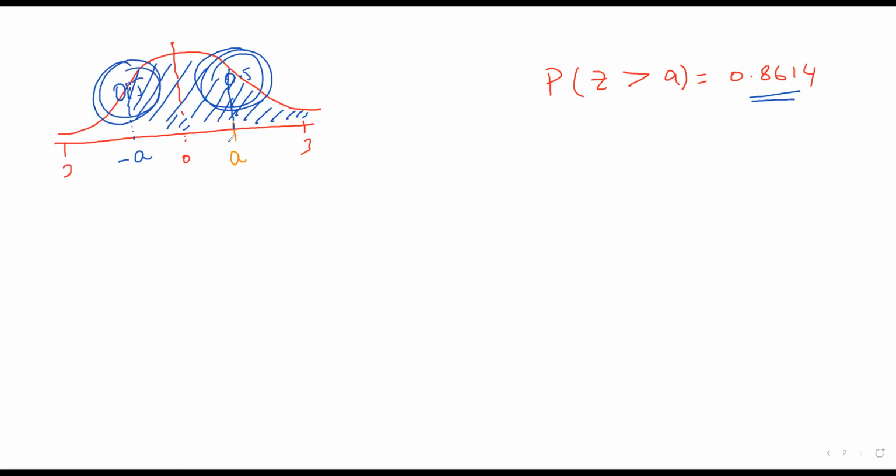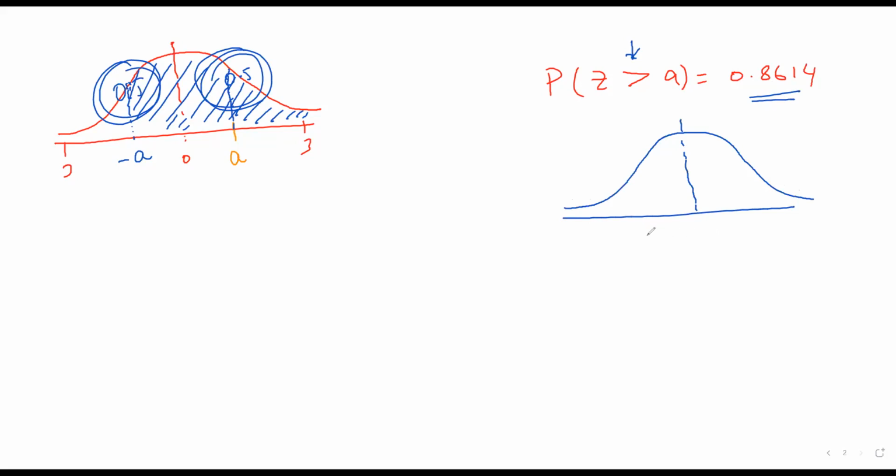So if there is a greater-than sign, guys, this is not rocket science. With the greater-than sign, you already know that all of this is 0.5. So it is 0.8614, so this should be somewhere over here. Only then this can be more than 0.5.